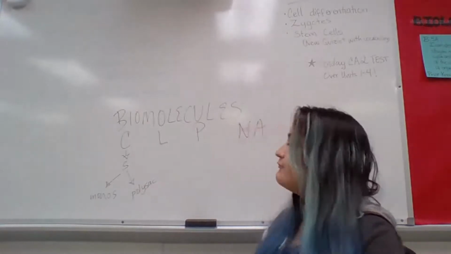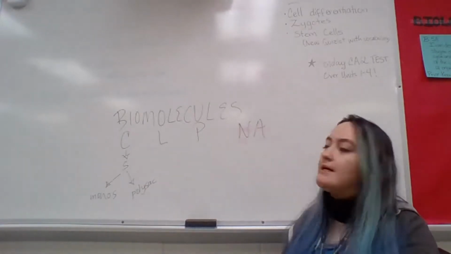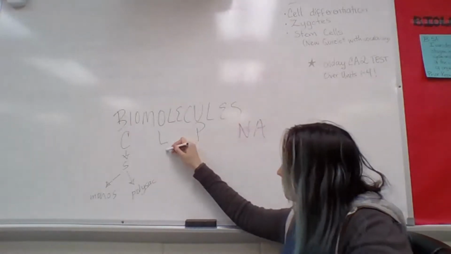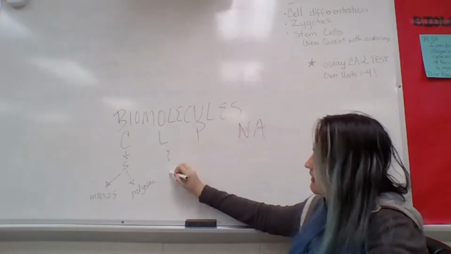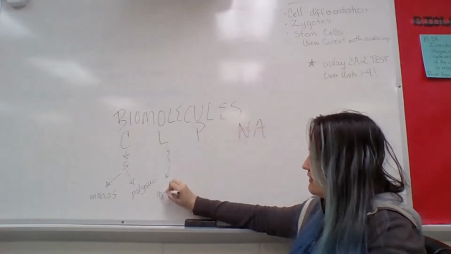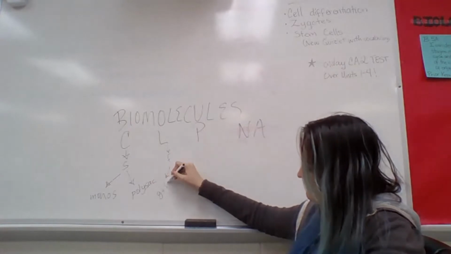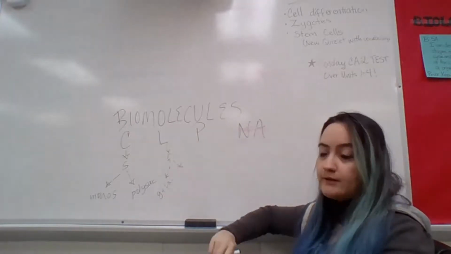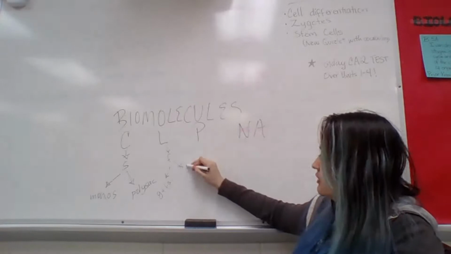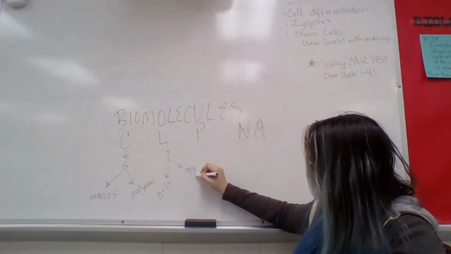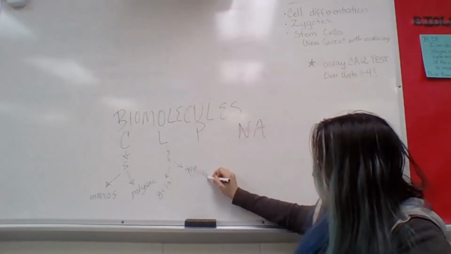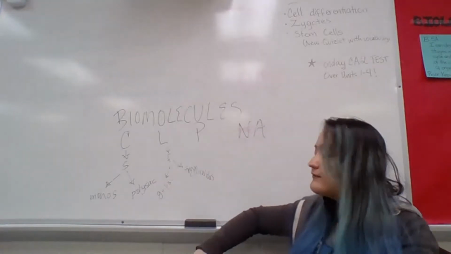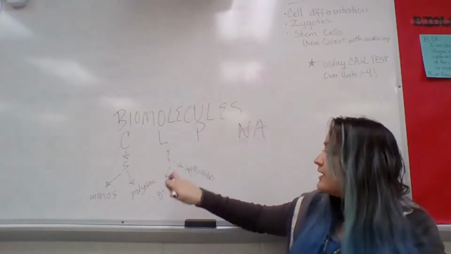All right, remember, monomers are the units, the building blocks. Polymers are a bunch of monomers put together. Now our lipids are the fats, and those are, for the monomers, the glycerol and the fatty acid. And for the polymer, it's those triglycerides. All right, because it has 3 fatty acid chains with the glycerol. Tri means 3.